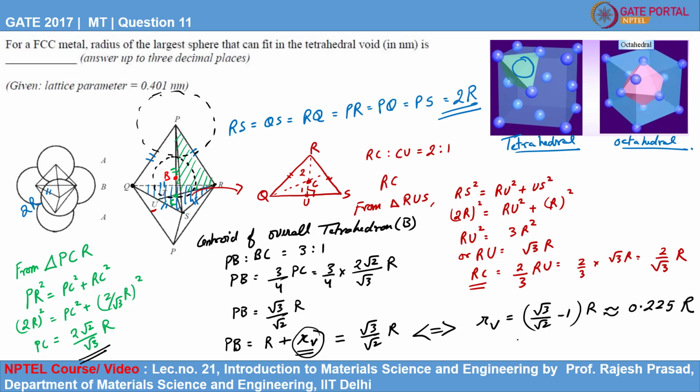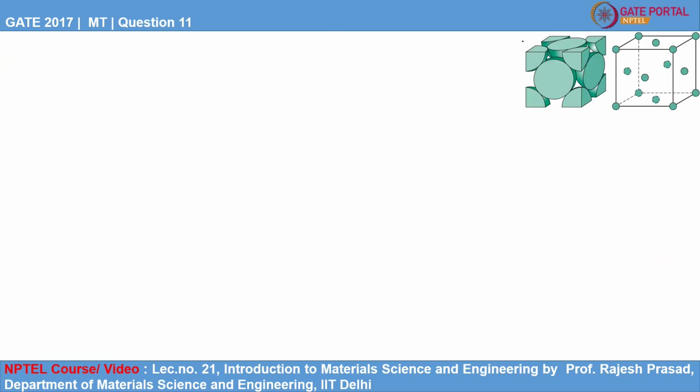0.225 times R. But in the problem, the value of R is not given to us; the lattice parameter is given to us. So what is the lattice parameter? Let us say it is A. A represents the lattice parameter, and this is the radius R of the atom. This is the ball model of an FCC atom. So we can easily determine the relation between A and R.